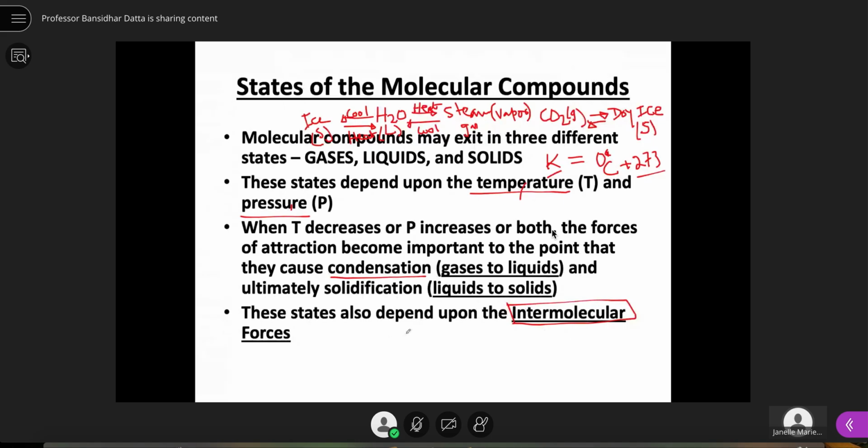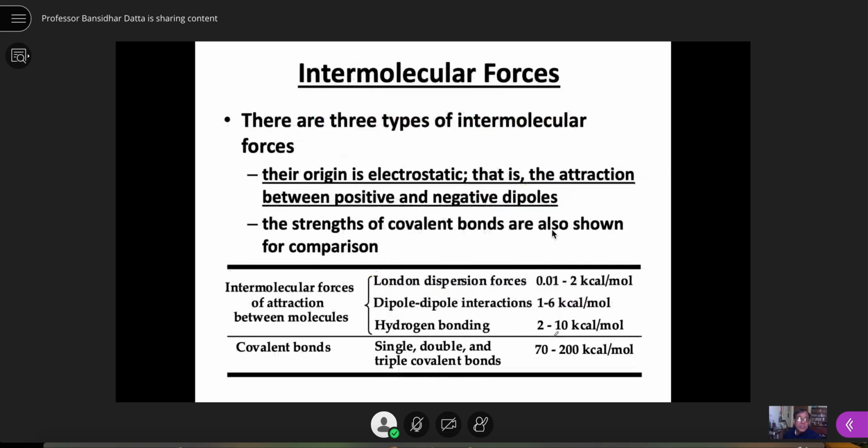So these states also depend upon the intermolecular forces. There are 3 different types of intermolecular forces, and these are right here.